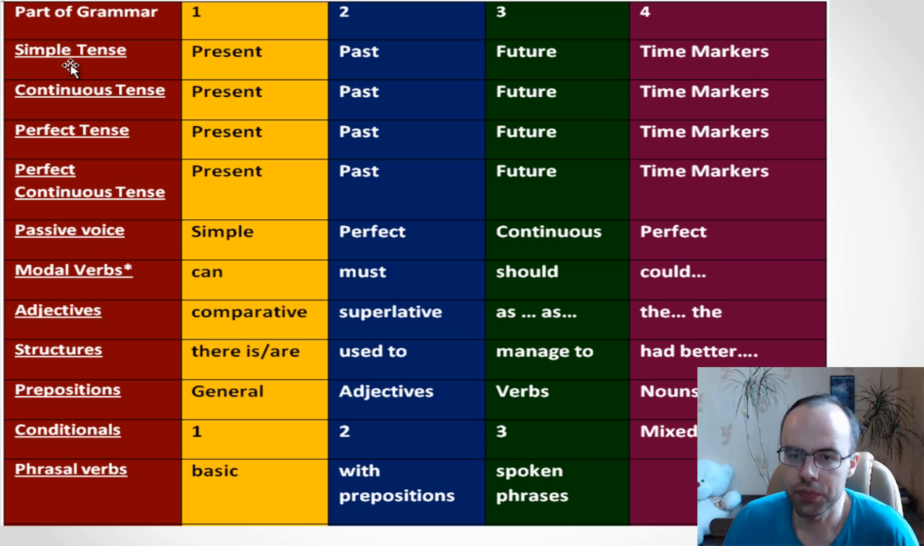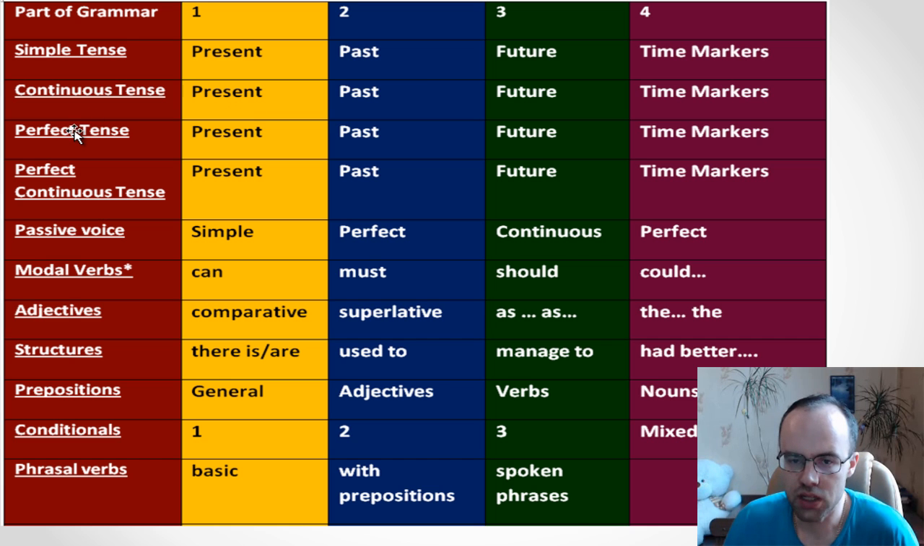Next, you should look at the second group, continuous tenses. You also see that it's present continuous, past continuous, and future continuous. There are also some time markers which are typical of these tenses. If we look at present continuous, it's now or right now, it's happening at the moment.